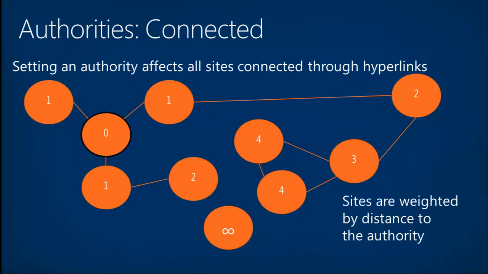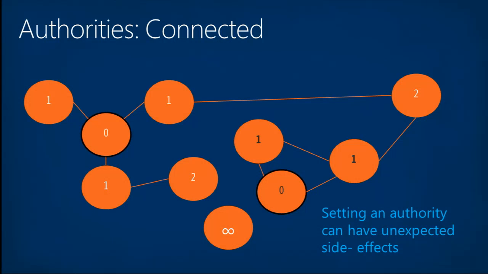Now, that's a very, very powerful feature. It means you can control relevance with just a few URLs, but you have to be really careful. Let's take one of those bottom 4s and make that an authority. I start to affect all of the URLs around me and sites, and they can start to interfere. As a bit of guidance, at Microsoft, where we have hundreds of millions of documents, we have maybe a handful of authorities. For small to medium-sized collections of data, you probably just need to make the root site an authority.